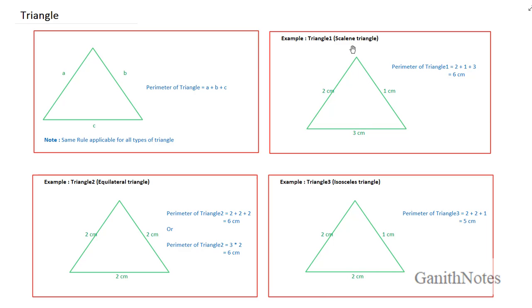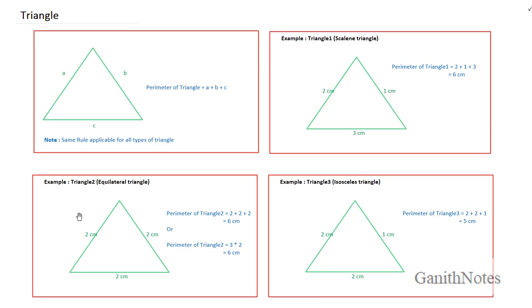First, let's speak about the scalene triangle. In this figure, side 1 is of length 2 cm, side 2 is of length 3 cm, and side 3 is of length 1 cm. How do we find the perimeter of this triangle 1? It is nothing but the sum of each of the sides. So the perimeter of triangle 1 would be 2 centimeters plus 3 centimeters plus 1 centimeter, which is equal to 6 centimeters. So we have found the answer as 6 centimeters, which is the perimeter of this triangle.